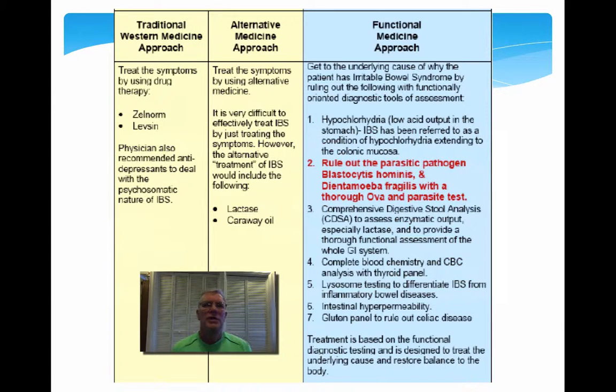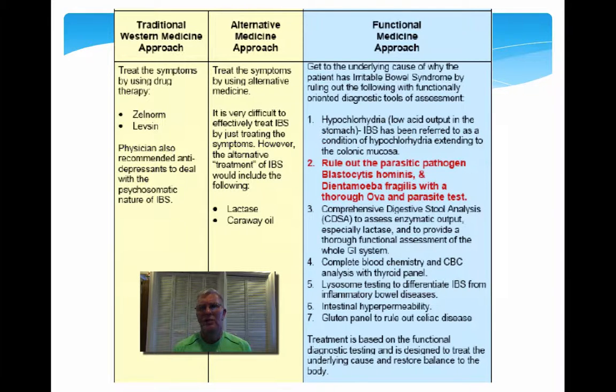On the left, we see the traditional Western medicine approach for treating irritable bowel syndrome would be to treat the symptoms using drugs like Zelnorm, which is now off the market, and Levsin. These two drugs basically have opposite effects. One causes you to go to the bathroom more, one less. Physicians may also recommend antidepressants to deal with the psychological nature of irritable bowel syndrome.